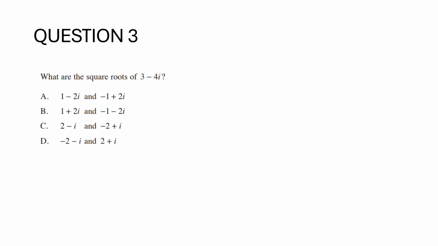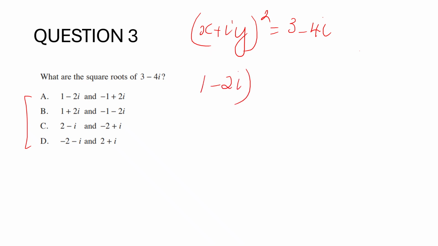Question 3, what are the square roots of 3 minus 4i? Now you can do this by setting (x plus iy) all squared equal to 3 minus 4i and move on from there. But we can also just square these and see what we get. So let's start with A. (1 minus 2i) all squared is equal to 1 take away 4i plus minus 4, which is equal to negative 3 minus 4i, so it's not A.